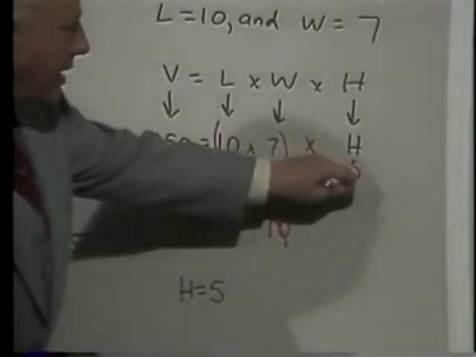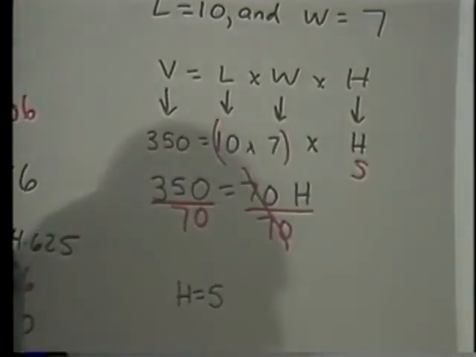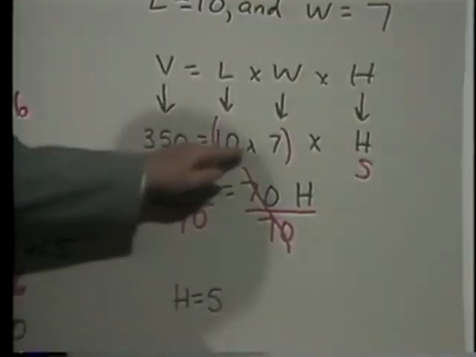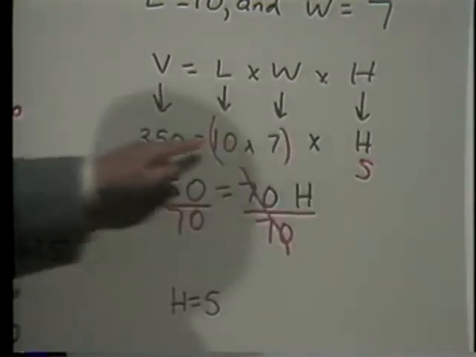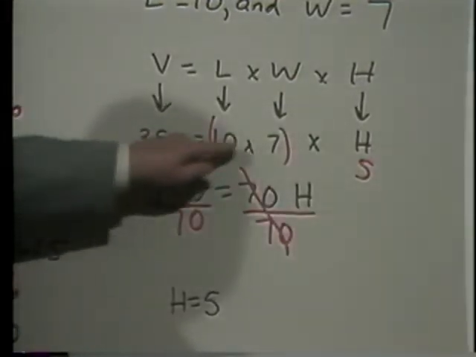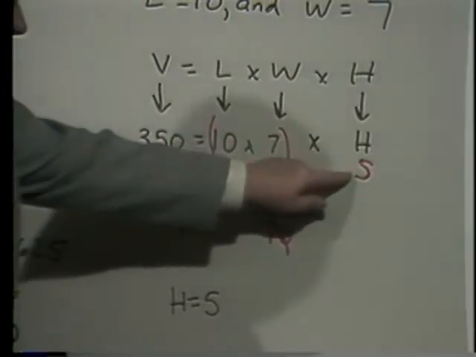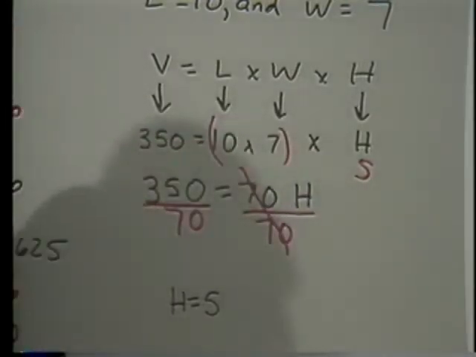And by the way, I don't have to have an answer book to tell me if this is right. Because what should happen if I'm right? This times this times this should equal this. Let's try it. 10 times 7 is 70, times 5 is 350. This is a true statement.